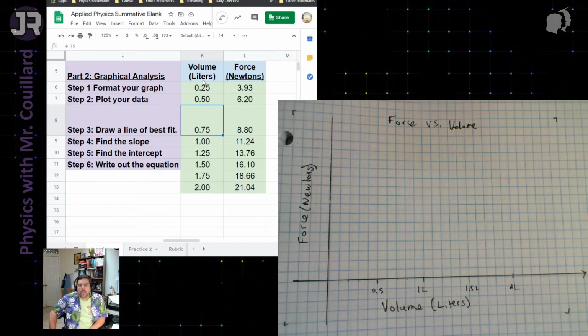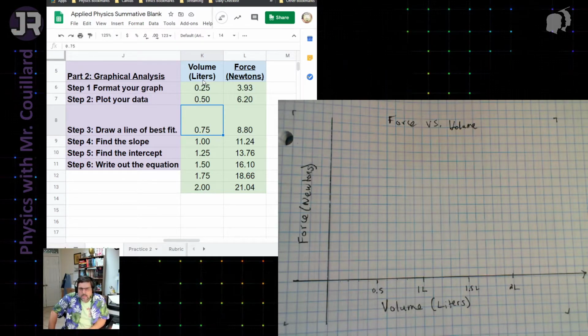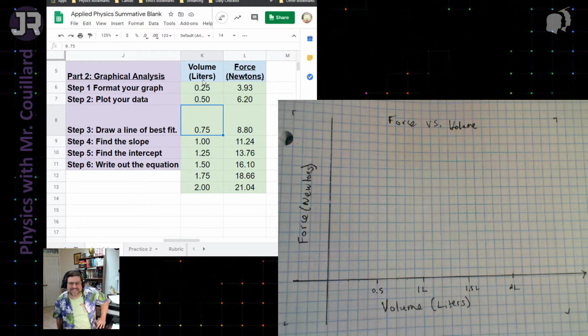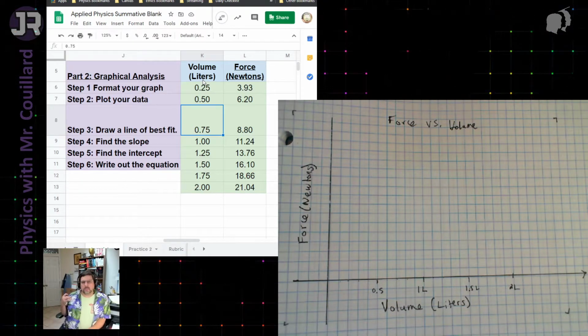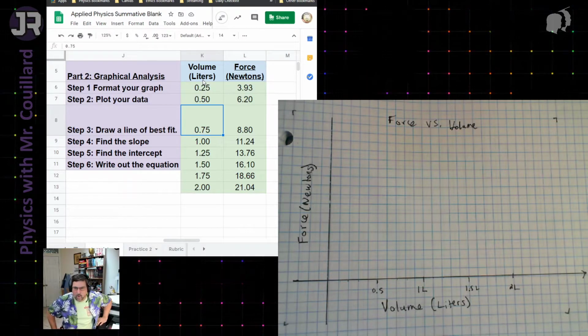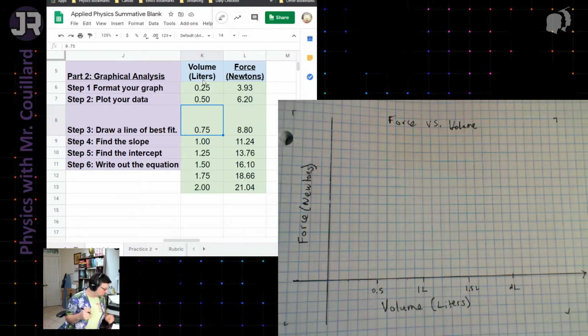Okay. For our forces, for this data, now your data may have a different max force depending on what planet you're on, depending on the density of what's in your bucket. But for this data, for water on Earth, our largest force is going to be 21.04 newtons.